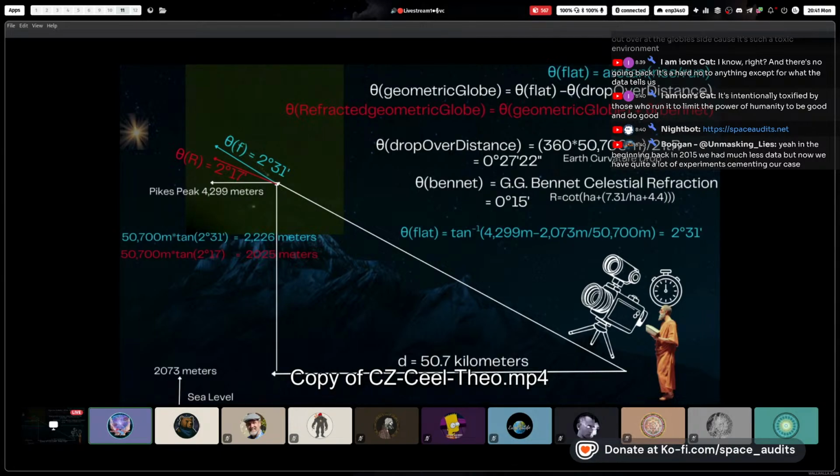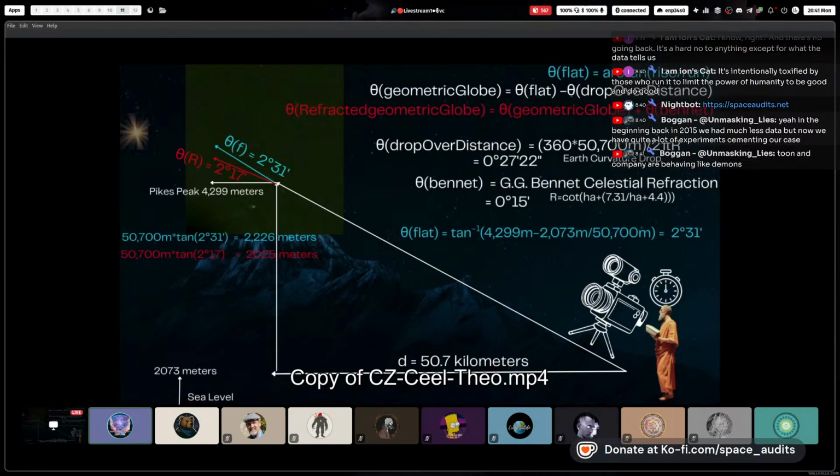That is our prediction. For the globe, it's more than that. You add first the geometric drop over distance for curvature, right? So here it is, the actual formula: 360 times the distance, 50,700 meters over 2 pi r, related to degrees gives you about 27 minutes, 22 seconds. Now we're subtracting that from our flat prediction, and we're adding to that our G. Bennett celestial refraction with temperature gradient coefficients added in for below 15 degrees. Do the math out, that comes to about 15 minutes. So we're subtracting this, we're adding this. That's what gives us our globe prediction of 2 degrees, 17 minutes.